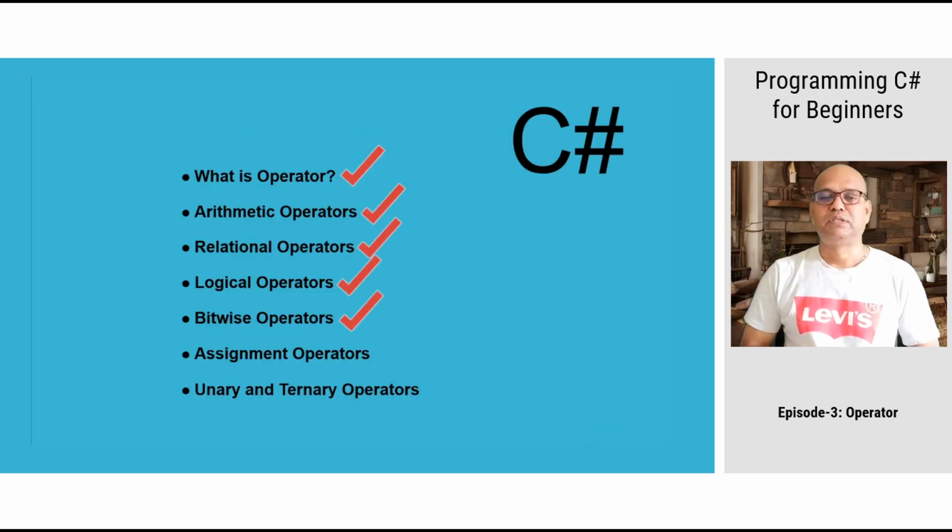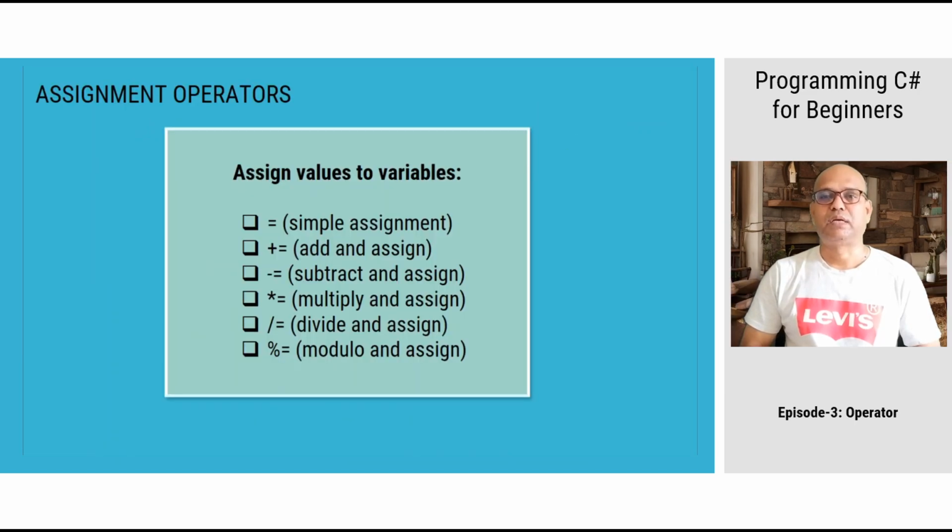Assignment operators. Simple assignment: simple assignment is done with the equal sign. It assigns a value to a variable. Add and assign: the add and assign symbol is plus and equal sign. This operator is used to add the value and then assign it to a variable. That means first add a value and then assign it to a variable.